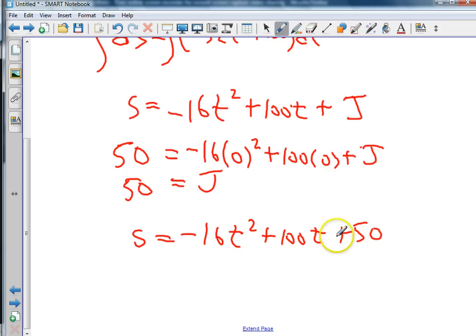Okay? And then what's the 100? That's the initial velocity. That's how fast I threw it. And then that has to do with g. Remember, we started with 32, which was g. Negative 32, negative g. This is negative g over 2. Galileo's general free-fall model is this.